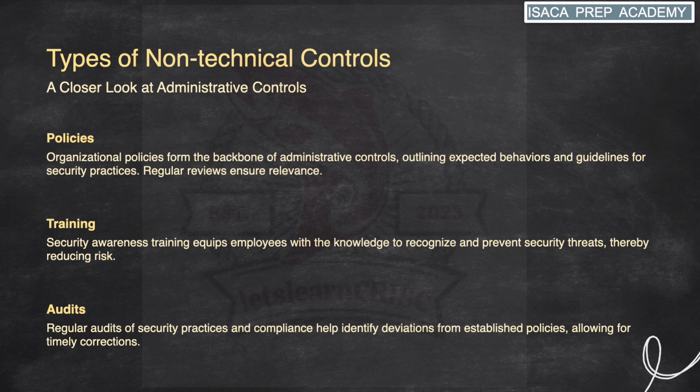Friends, by addressing these findings in a timely manner, organizations can implement corrective actions to strengthen their security posture and ensure alignment with industry standards and regulations. Ultimately, regular audits play a crucial role in safeguarding against security breaches and maintaining the trust and confidence of stakeholders.